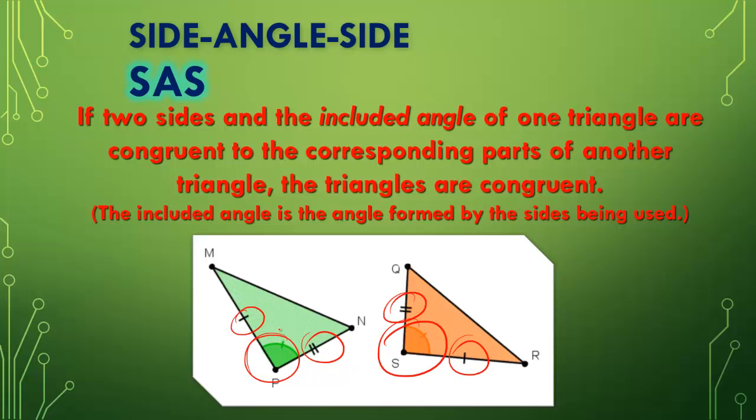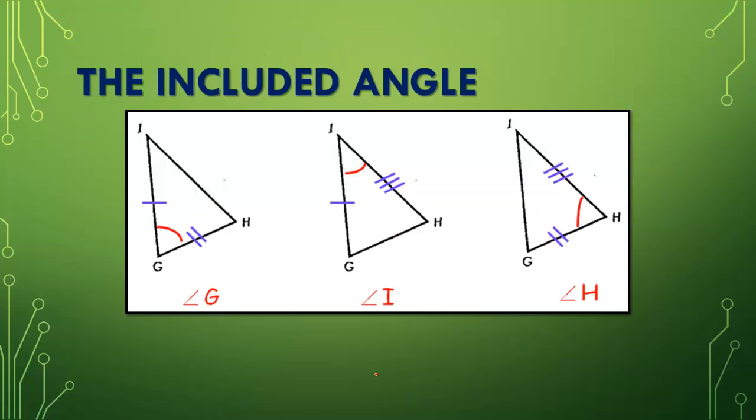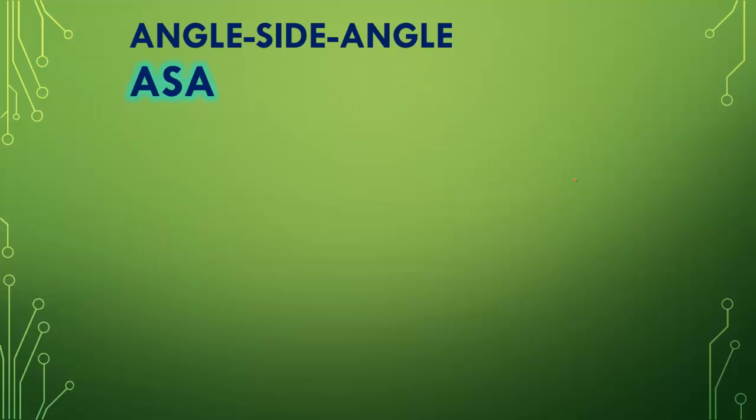Same here, side, side, and an angle. Okay, SR and MP, those are congruent sides. NP, QS, those are congruent sides, and the included angles, angle P and angle S, are congruent. So you would be able to prove these 2 triangles are congruent by side angle side. All right, just to make sure you understand included angle, it's in between the sides, so you get the idea.